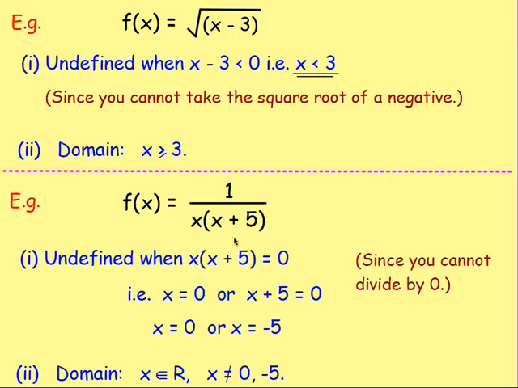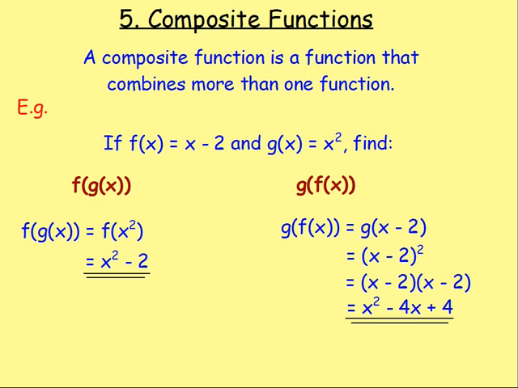So what values could you have? What could you have for the domain? Well, really, you could have any other number at all. So you would say x belongs to R. x is going to be a real number, but it can't be 0 or negative 5. You can pick any other numbers you like.